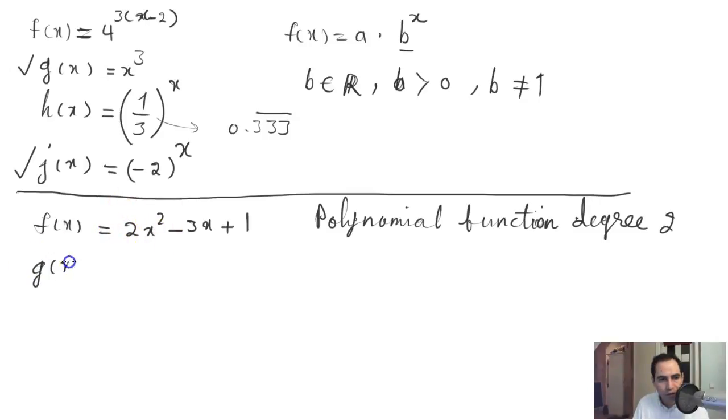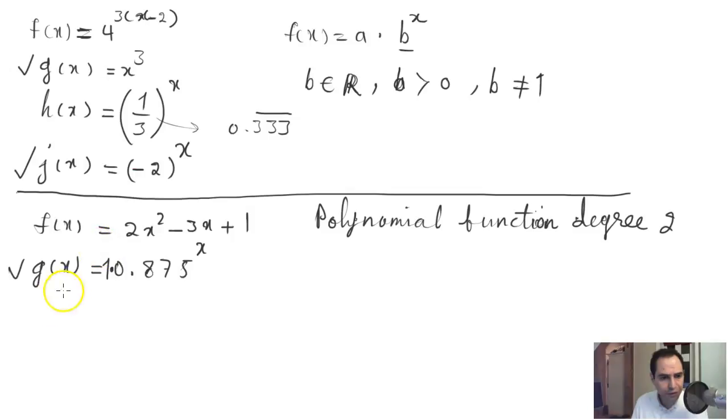Then you have g of x is equal to 0.875 raised to the power x. This is an exponential function. Here your a is equal to 1, so this is basically 1 times this whole thing, and your b is equal to 0.875. Then you have b raised to the power x. So there is nothing wrong with that.